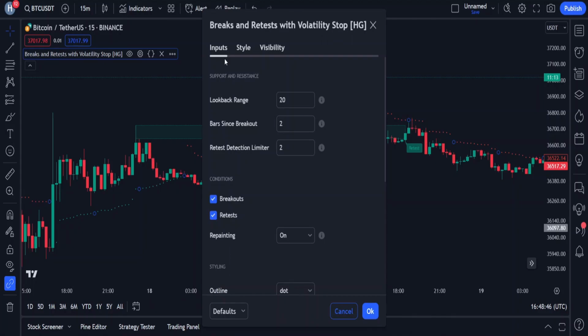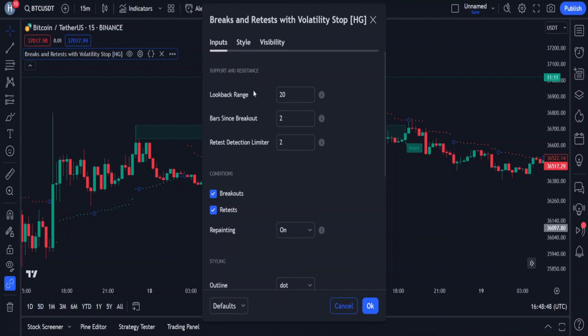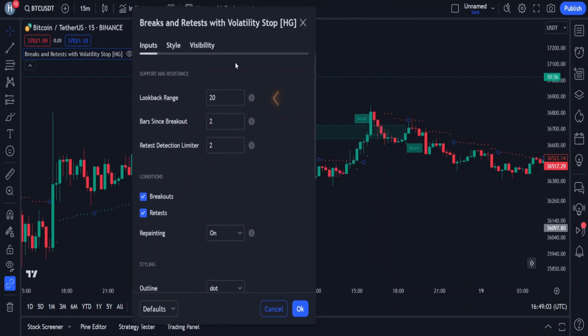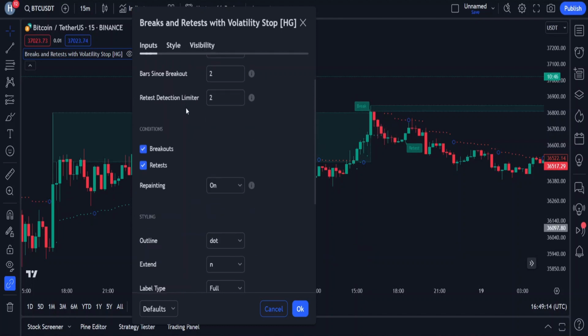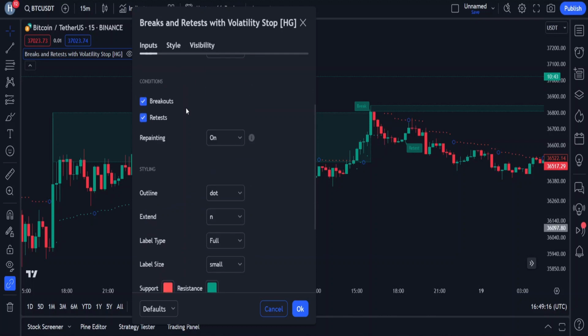In the input section, you can customize various parameters. The first block of settings focuses on support and resistance. Here, you can change the pivot length bars since breakout and retest detection limiter. The higher the pivot length number, the less false signals the indicator produces. These settings are recommended for 15-minute time frame. We will change this value to 50. I suggest adjusting this number depending on the asset and time frame you trade on.